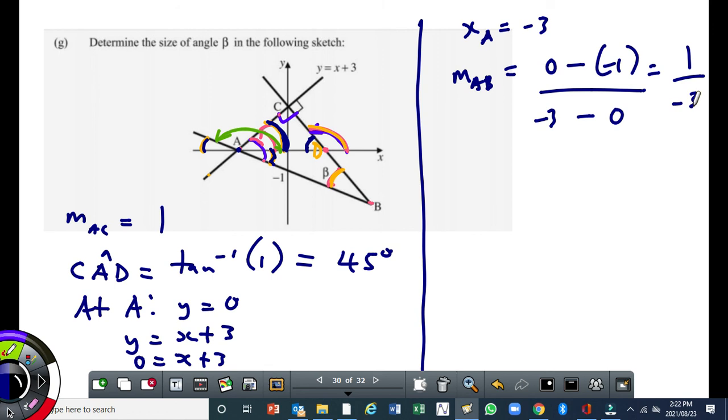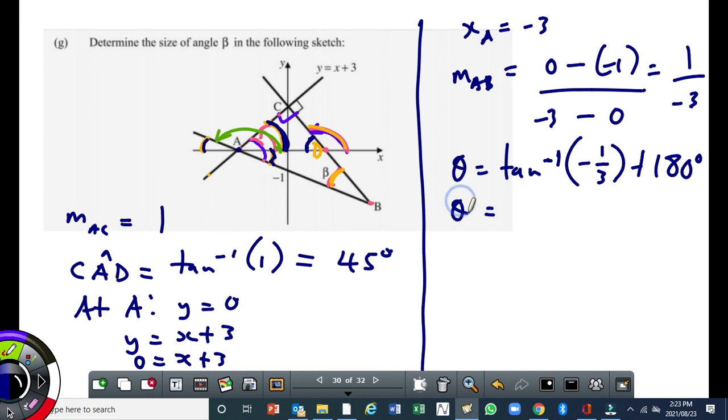So now I can say that angle, let me call it theta, is going to be this. You can use theta, you can use alpha, because we already have beta. Okay? So theta is going to be shift tan of minus a third plus 180 degrees. What answer do you get? 161.57 degrees. Are you following?